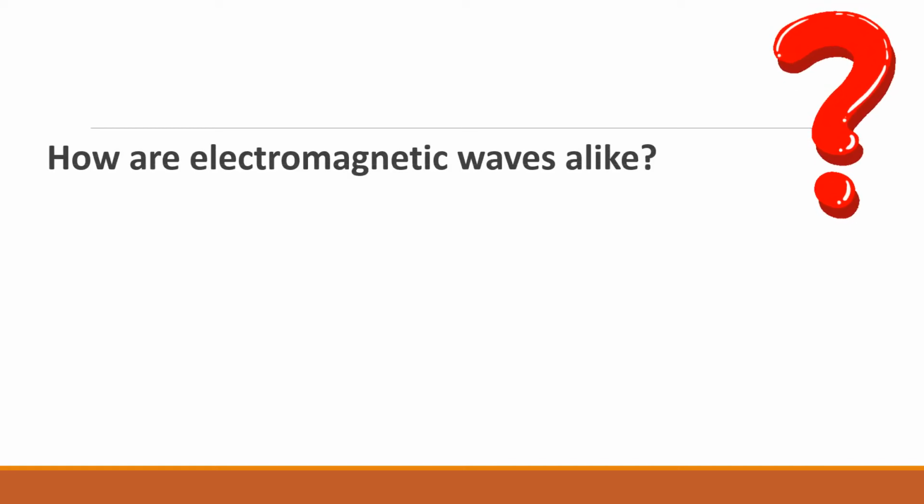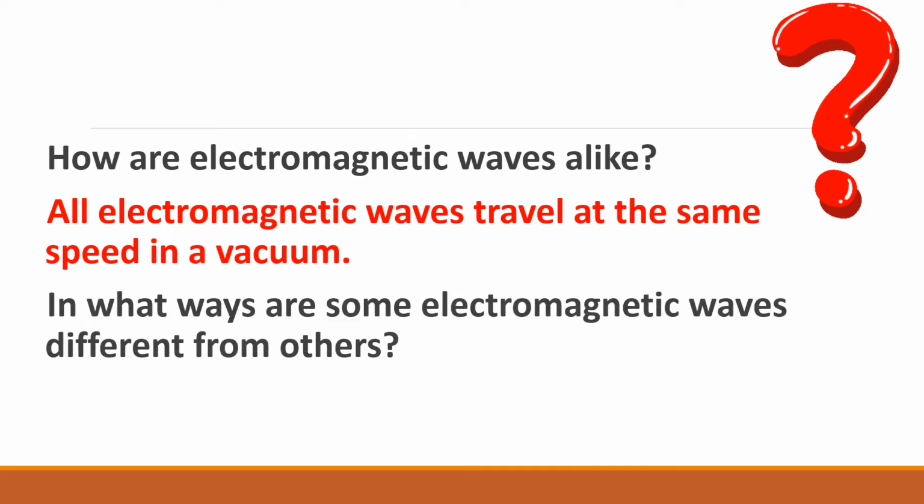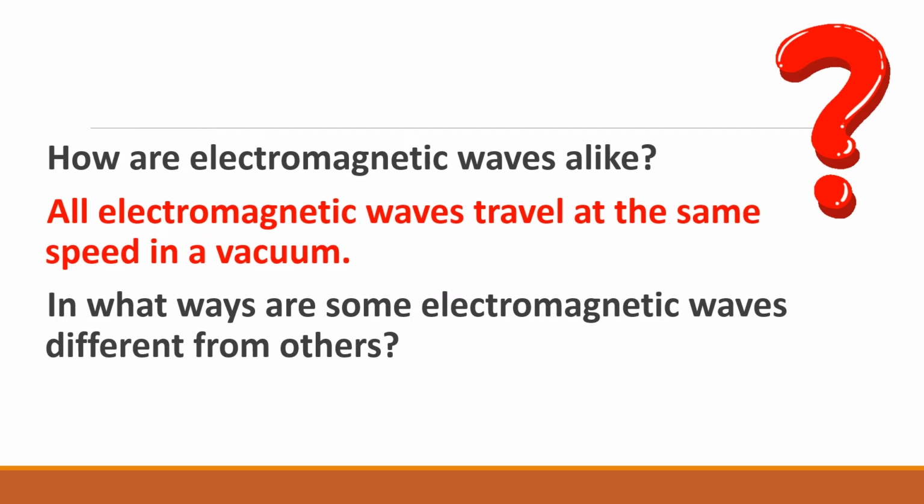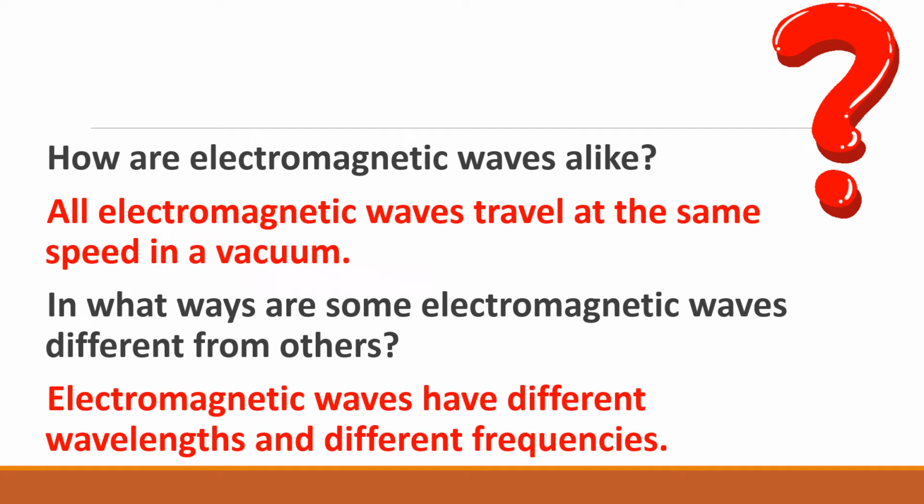So I want you to answer the following questions before we proceed with the next concept. First question, how are electromagnetic waves alike? Very good. All electromagnetic waves travel at the same speed in a vacuum. Second question, in what ways are some electromagnetic waves different from others? Very good. Electromagnetic waves have different wavelengths and different frequencies.